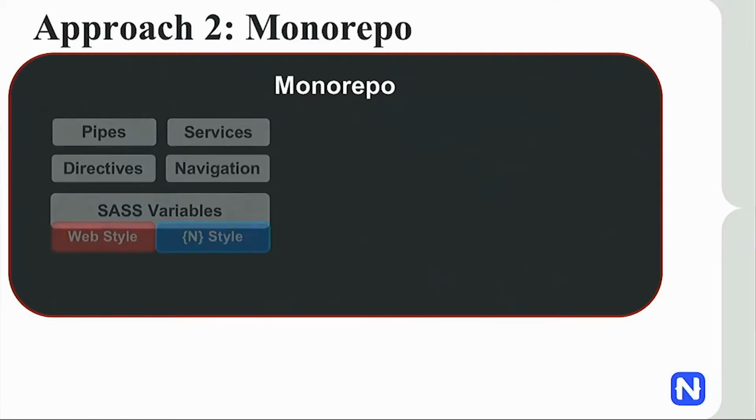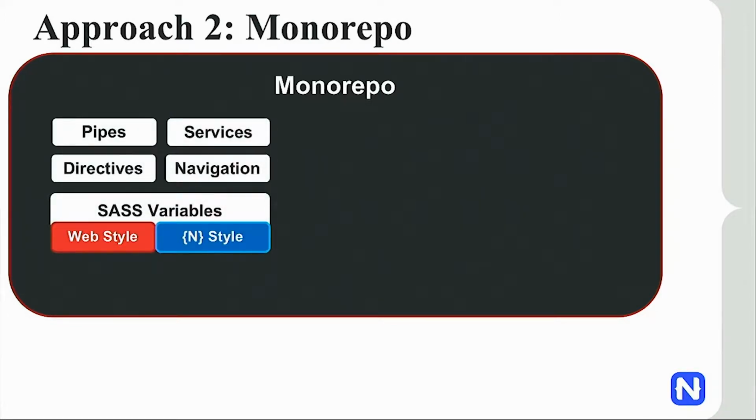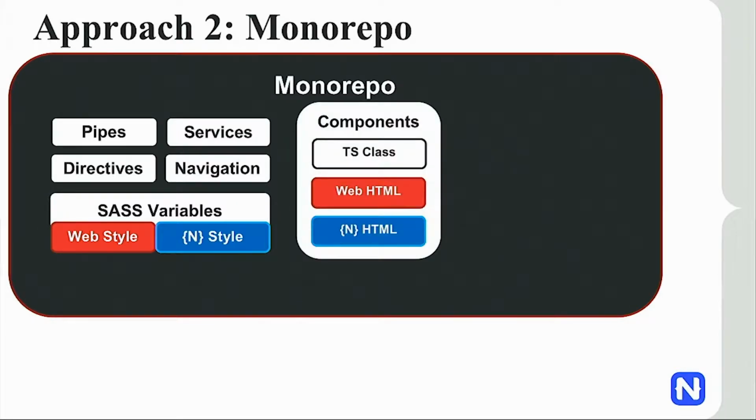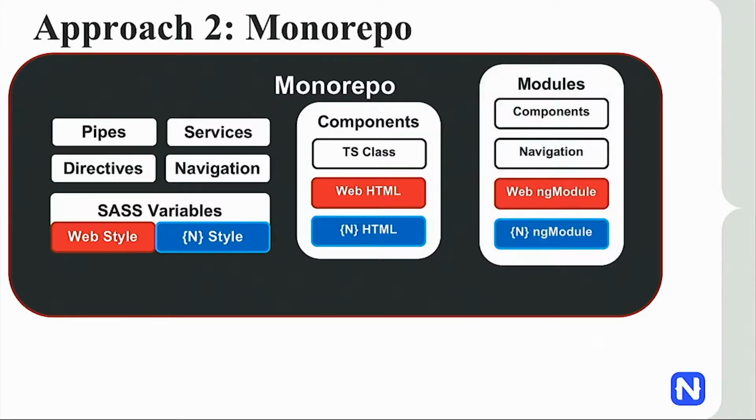The other approach, which is my favorite, is the MonoRepo approach. So we're talking about having one project and everything sits inside. For example, we would have all our pipe services, and our Sass variables for styling, which would then be used to derive 2 different style sheets. So it will be one for web, one for NativeScript. For example, our components, each component will have one single TypeScript class, but then you would have 2 separate HTML files within that component. And then even modules, which would share the components, would share the navigation, but then would have different ng modules.